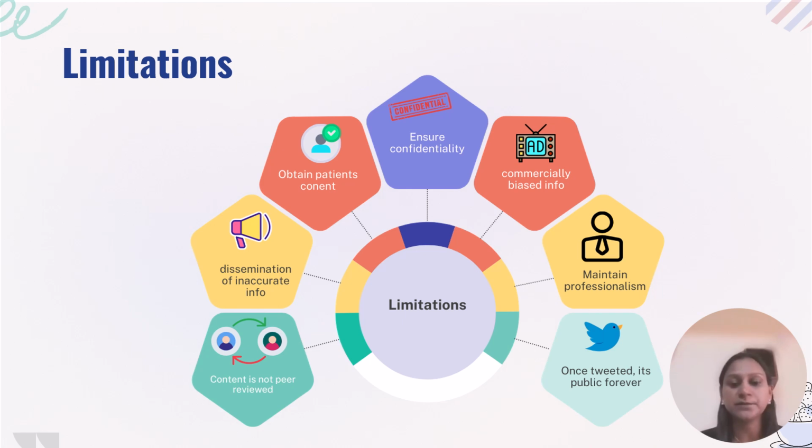Maintain professionalism. Always make sure that once tweeted it is in the public domain forever. No matter what you do, once you tweet it and then you go back and delete it, somebody might have already downloaded it and they might have already spread it like wildfire. So make sure that you think twice before you tweet your visual abstract or any content for that matter on social media, because once it's out there, it's out there forever.